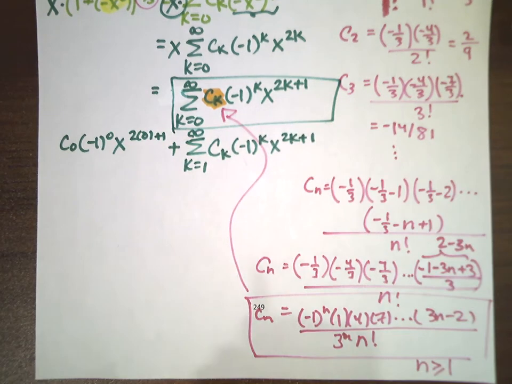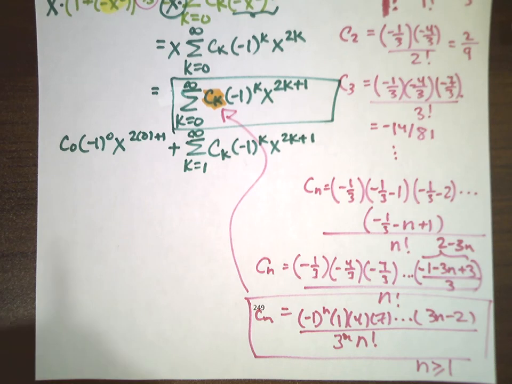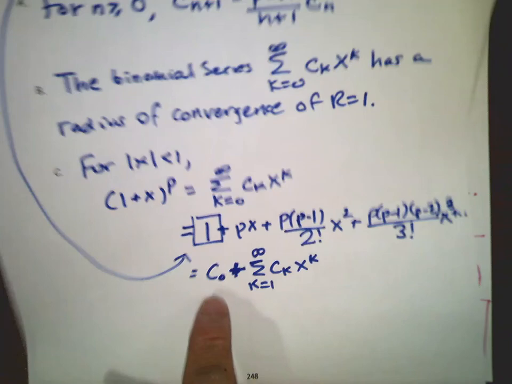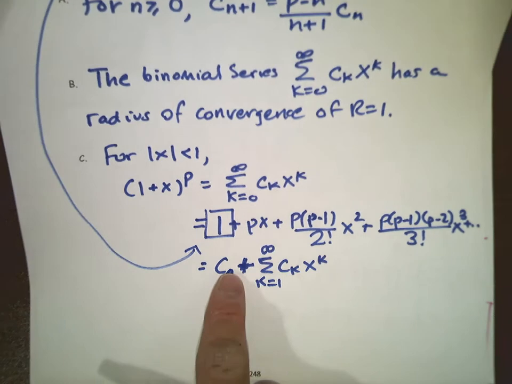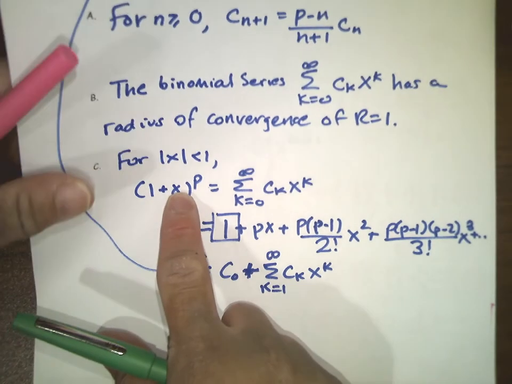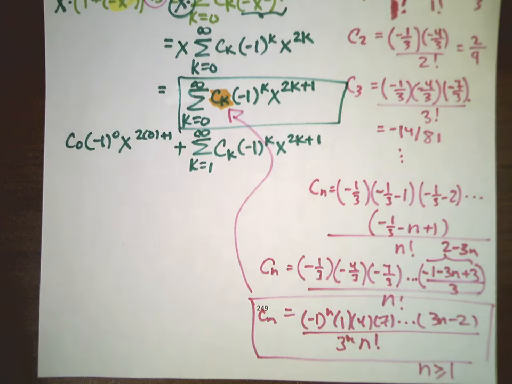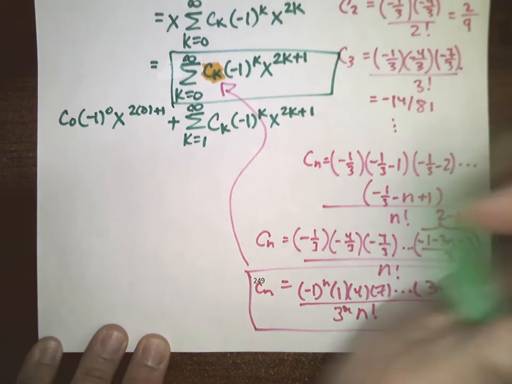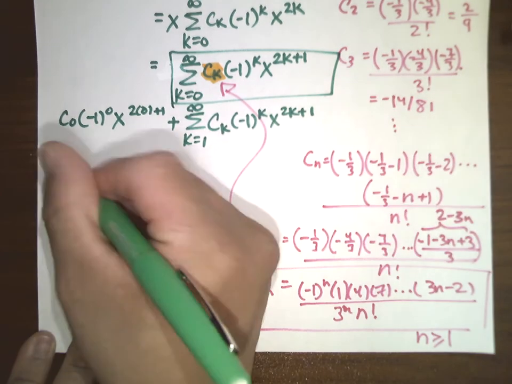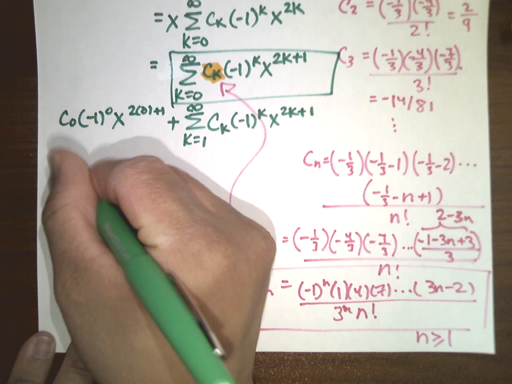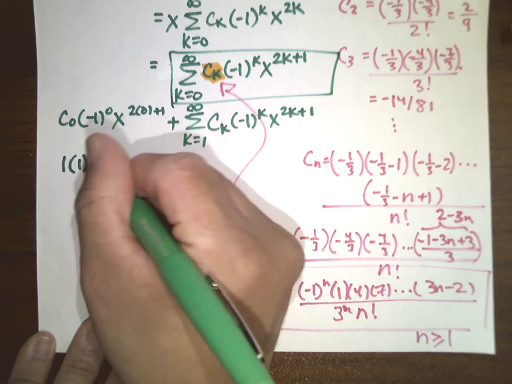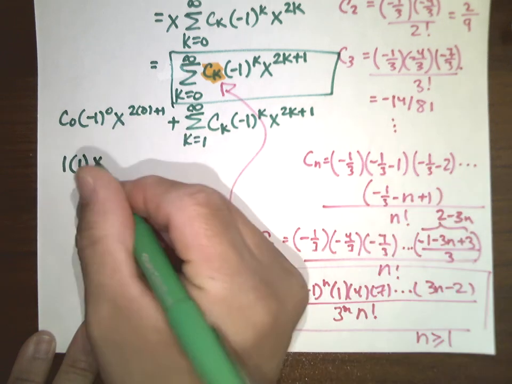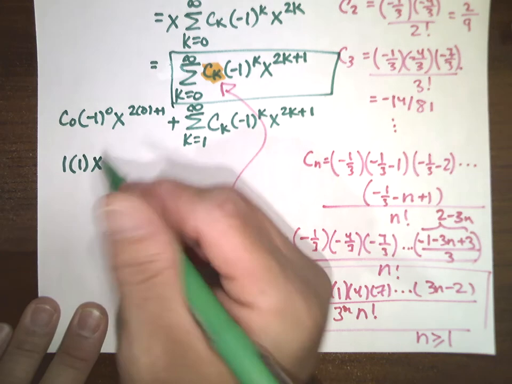So this is what I was talking about earlier, that you can just pull out the first term from this basic series here. But remember, we were dealing with a modified series here, and we had multiplied it by an x. So just be careful of what we did to modify the series. So C0 is 1, and negative 1 to 0 is 1, and x to the 2 times 0 plus 1 is x. So we just get x.